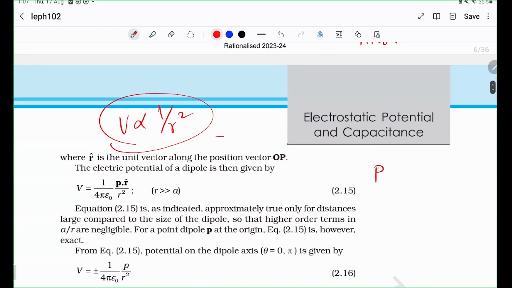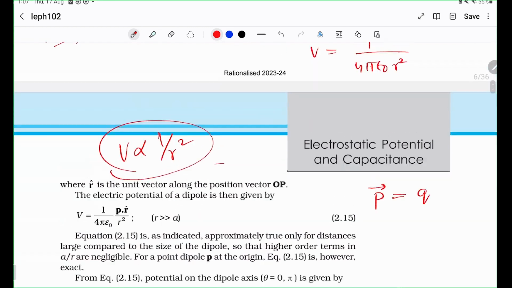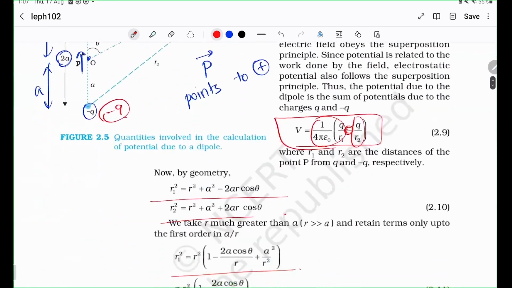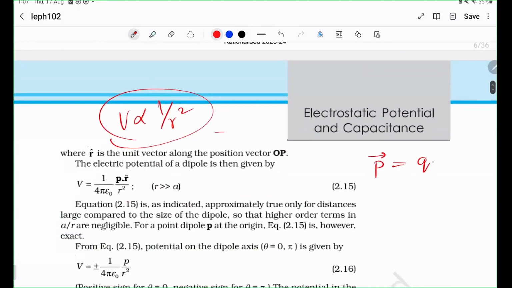Dipole moment is defined as the magnitude of the charge, which is Q, times the distance between the two charges, pointing towards the plus Q, so I should say P cap. That is the way the dipole moment vector is defined. It is basically charge times the distance.